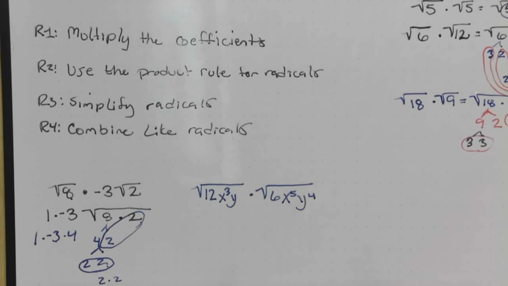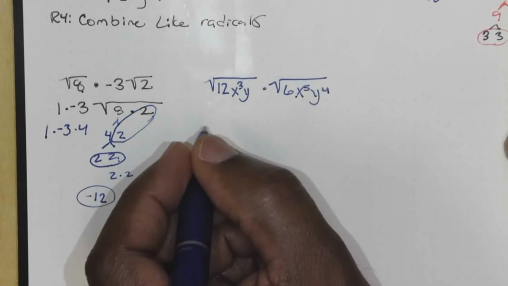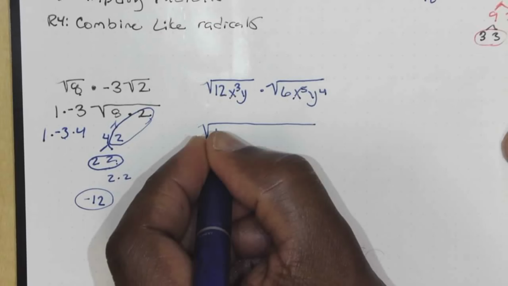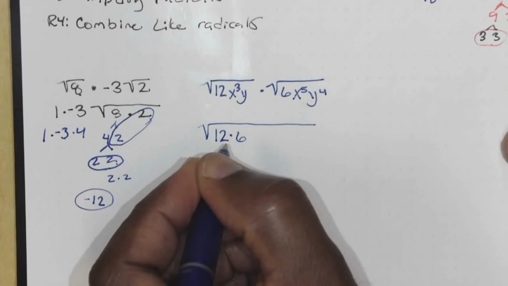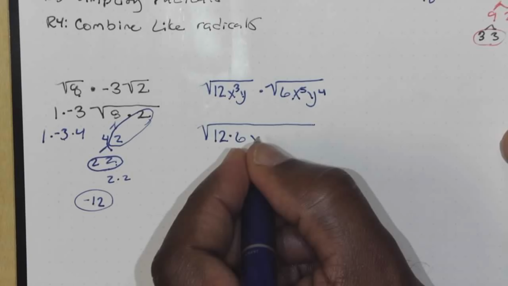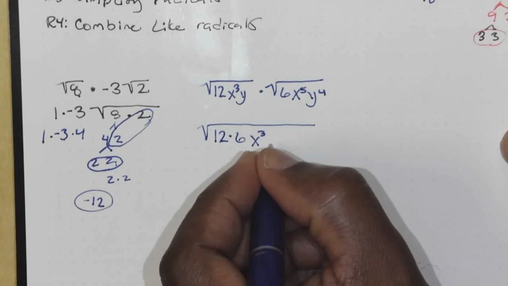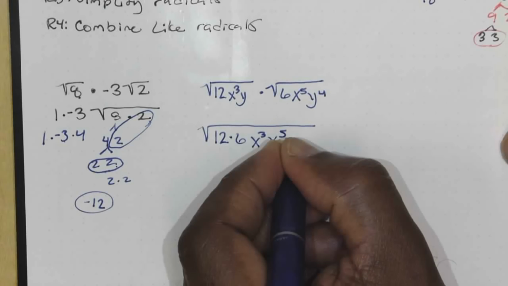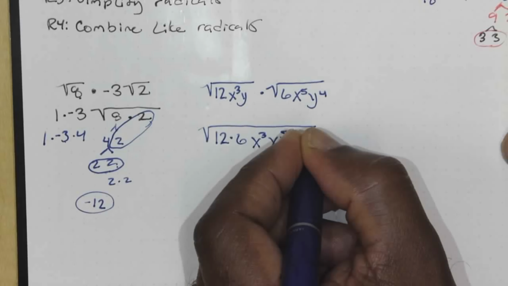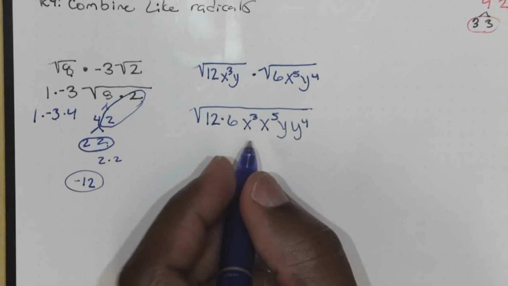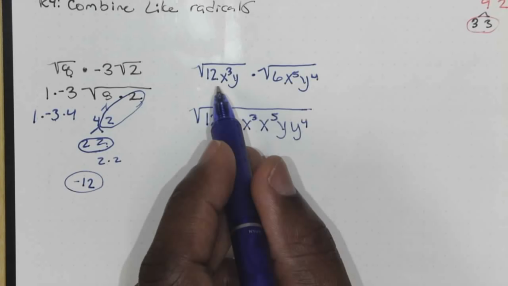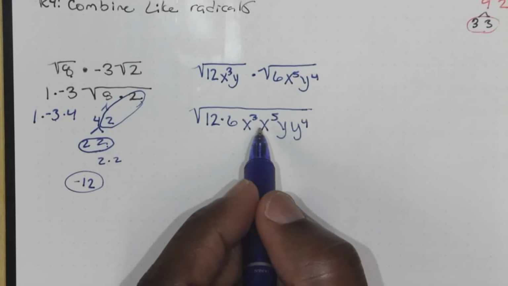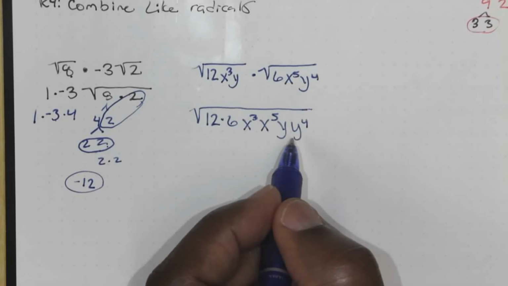Next thing is we're going to use the product rule. So when we use the product rule, how's this thing going to look? One big radical, 12, 6. Put the numbers side by side. X to the third, and we got another X over here, X to the fifth. I'm putting my X's side by side. Y, and then Y to the fourth. I just line my stuff up. I put the two numerical parts together, 12 times 6. I put the two X's together, side to side, and Y to the fourth, side by side.